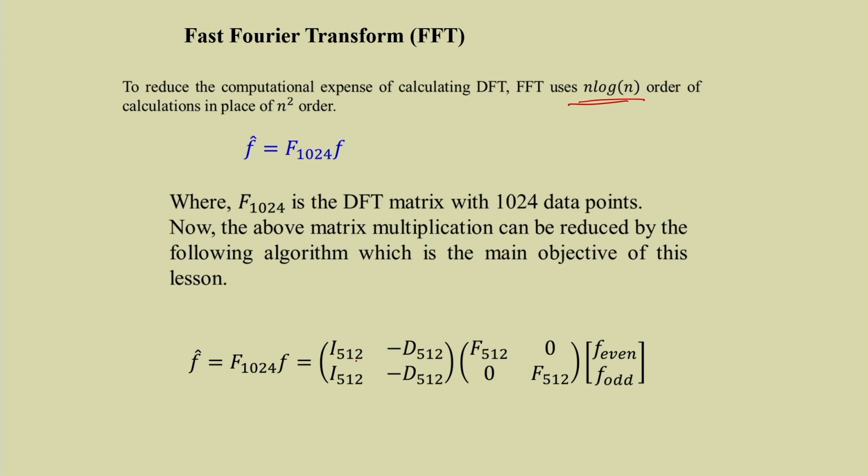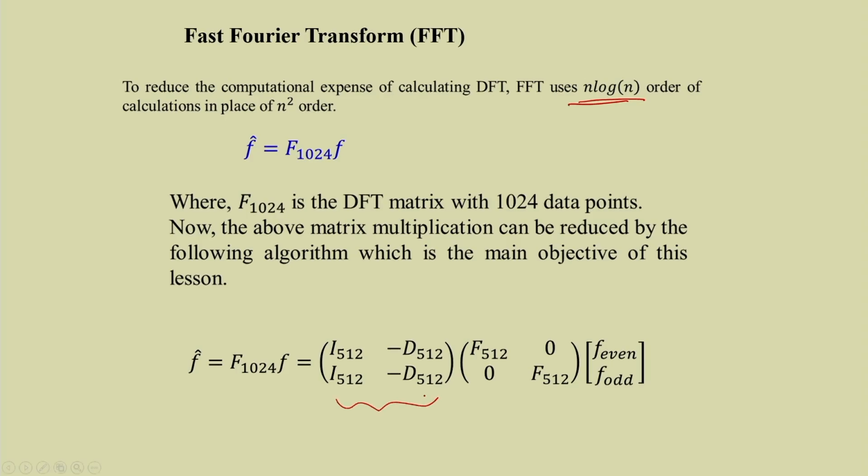So, 512 odd will be there and 512 even will be there. We have the identity matrix I 512 and D 512, I 512 minus D 512, into F 512 and 0, 0 F 512. So, this is F even and F odd. This way we can separate even and odd, and instead of operating with a matrix of size 1024, we can use two matrices and do matrix multiplication with 512 and 512.